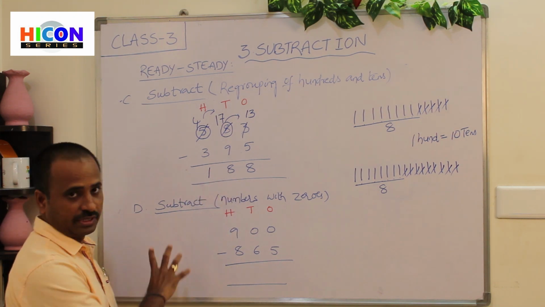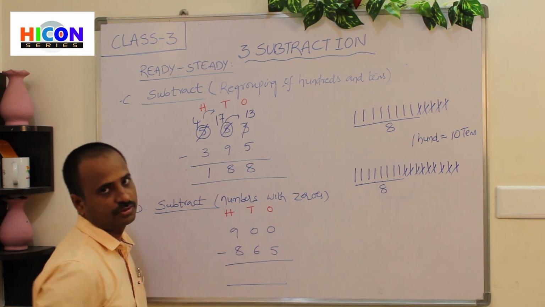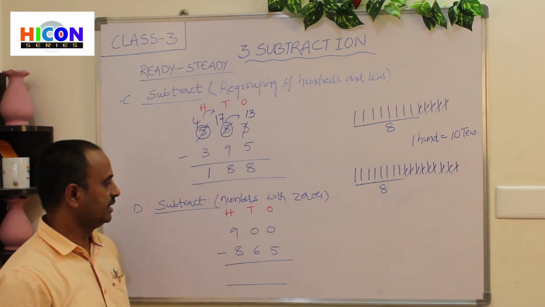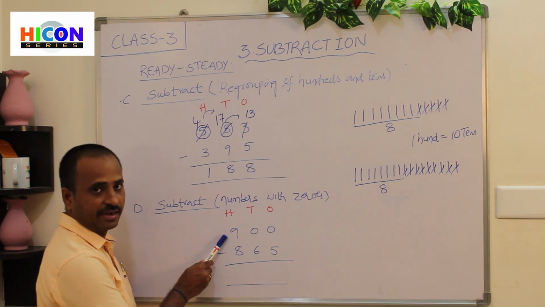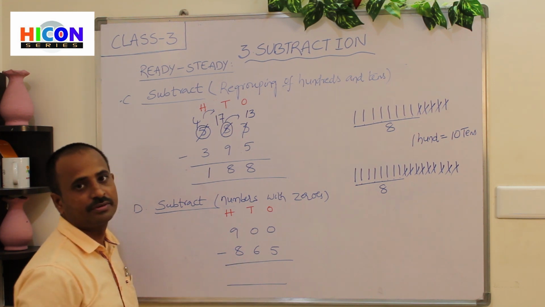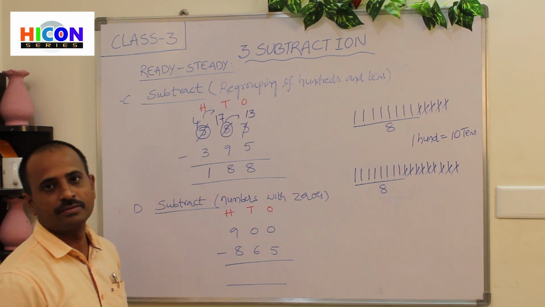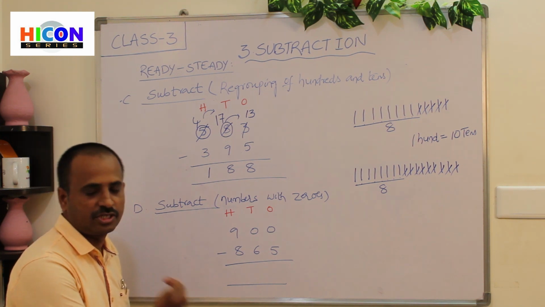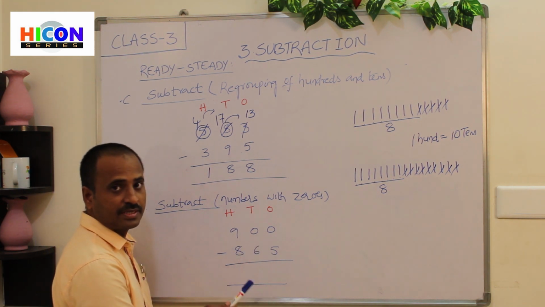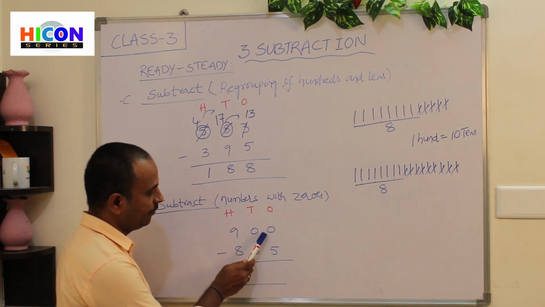Next, see the fourth type of subtraction, that is subtraction of numbers with zeros. So how can we subtract if the number has zeros? So see the example, the first number is 900 and the second number is 865. So now we have to subtract these two numbers. So let us start from ones place. So here this is the ones place. So what are the digits present under ones place? 0 and 5. So now subtract 5 from 0.